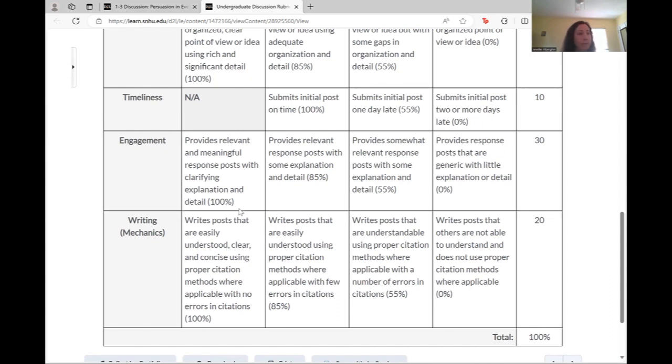An exemplary response gives lots of detail, engages both with your classmate on a personal level, and also provides feedback on the specific question. And of course, both responses, or possibly more than the 2 responses, should be of the same quality.